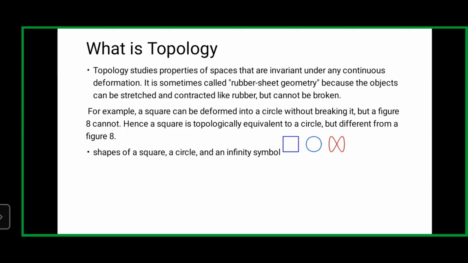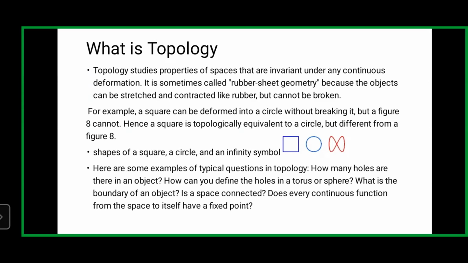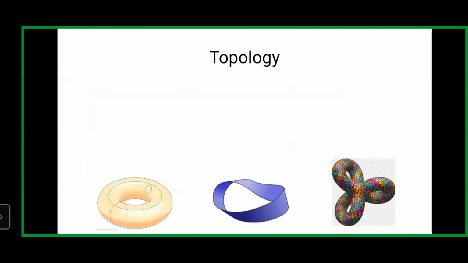So these are some diagrams presented here: shapes of a square, circle, and infinity symbol. Here are some examples of typical questions in topology. How many holes are there in an object? How can you define the holes in a torus or a sphere? What is the boundary of an object? Is a space connected? Does every continuous function from the space to itself have a fixed point? So these are some common questions.